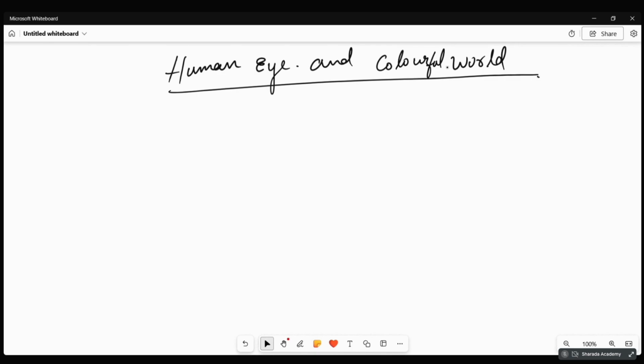Then we have the aqueous humor. What is that aqueous humor? It's a fluid present between the cornea and the lens. Between the cornea and the lens, we have the fluid. We call it the aqueous humor.